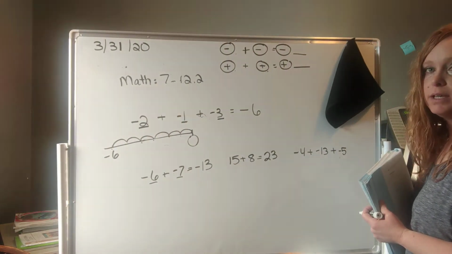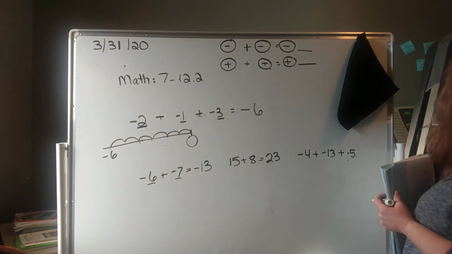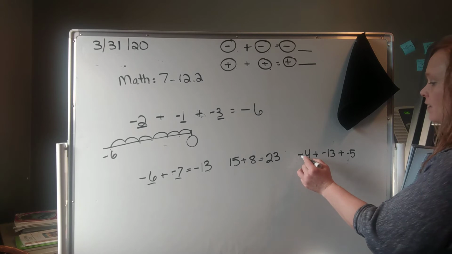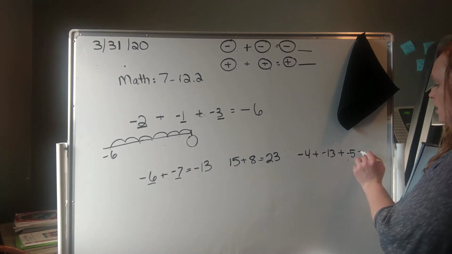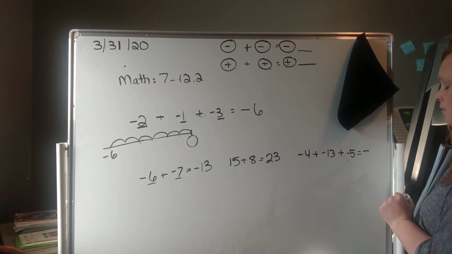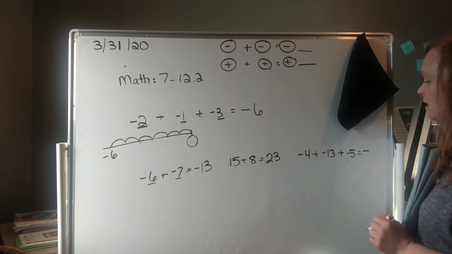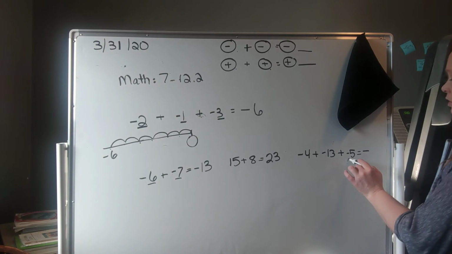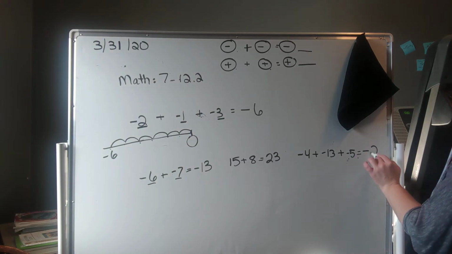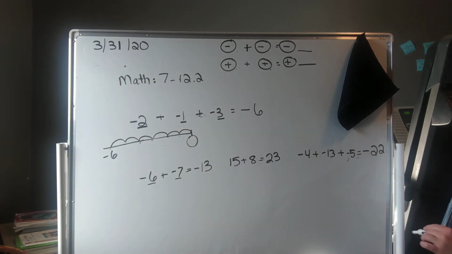I'm going to swing this board around just a little bit so you can see this problem a little better. I have a negative and a negative, so my answer needs to be negative. Then I'm going to add up these numbers. 4 plus 13 is 17, 18, 19, 20, 21, 22. So -22 would be my answer.